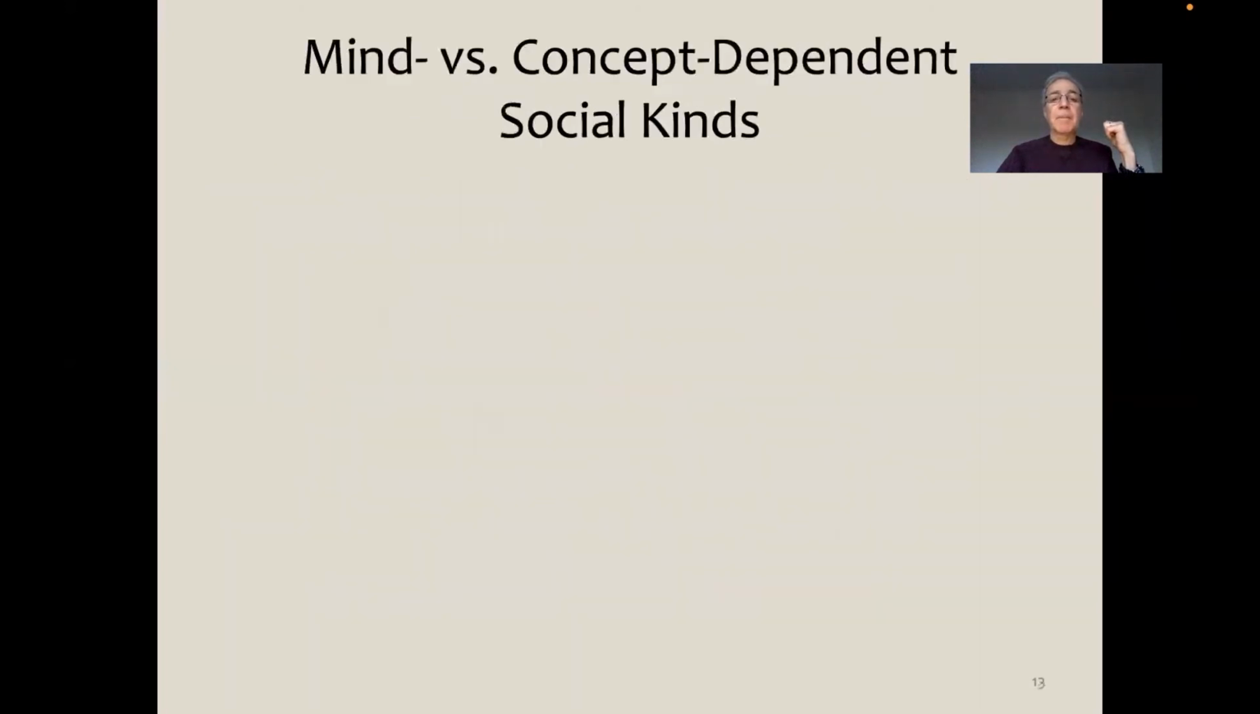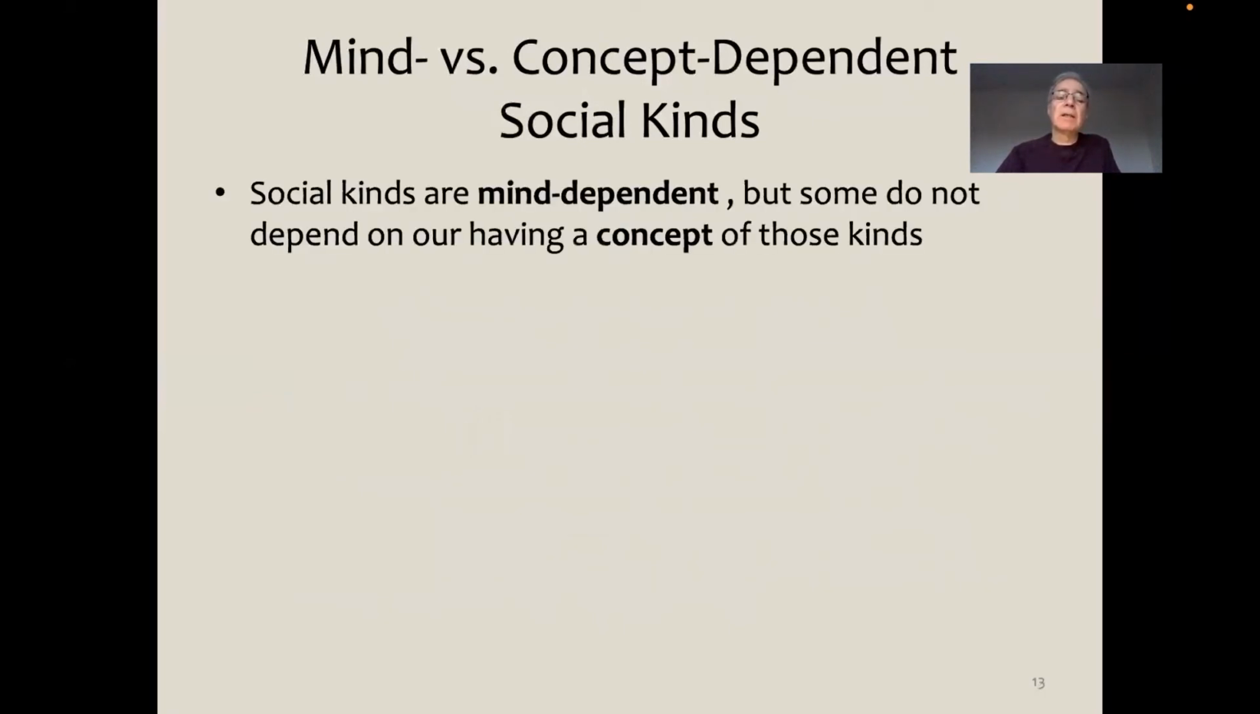And finally, I want to end with a thought concerning a certain distinction among social kinds. So it seems as though social kinds are largely mind-dependent. Almost all social kinds that I can think of are mind-dependent, even though it might be possible that some social kinds are not mind-dependent, but I won't try and get into that right now.